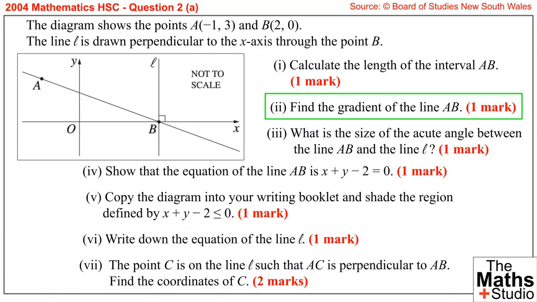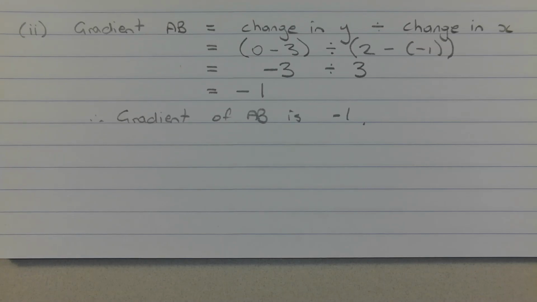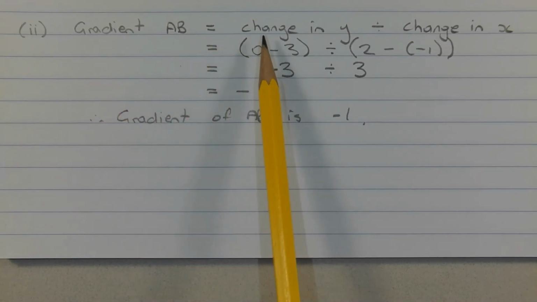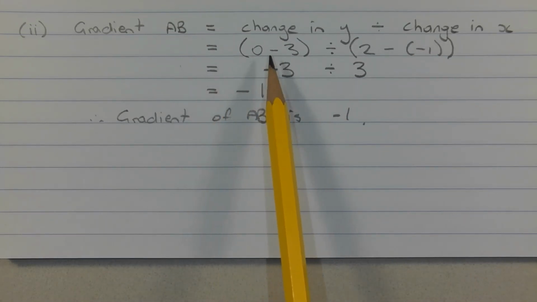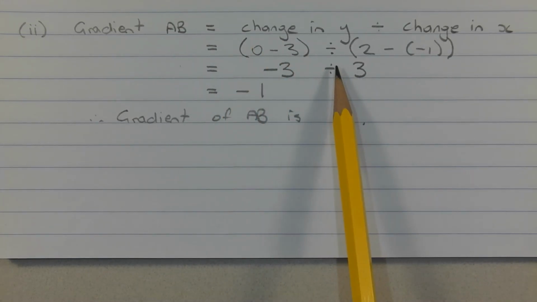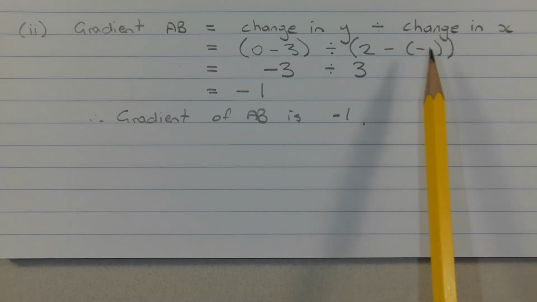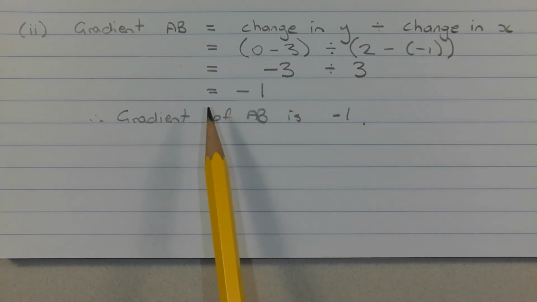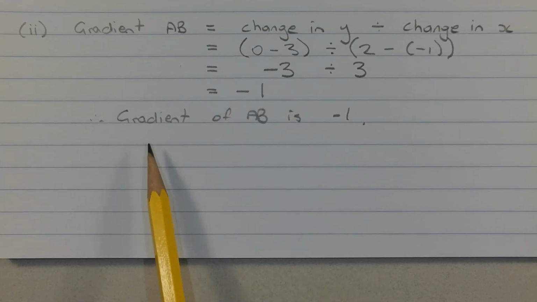Part 2. Find the gradient of the line AB. Working from left to right, the gradient or slope of interval AB is equal to the change in y divided by the change in x. And that equals (0 minus 3) divided by (2 minus -1), which equals -3 divided by 3, which simplifies to -1. Therefore, the gradient of AB is -1.